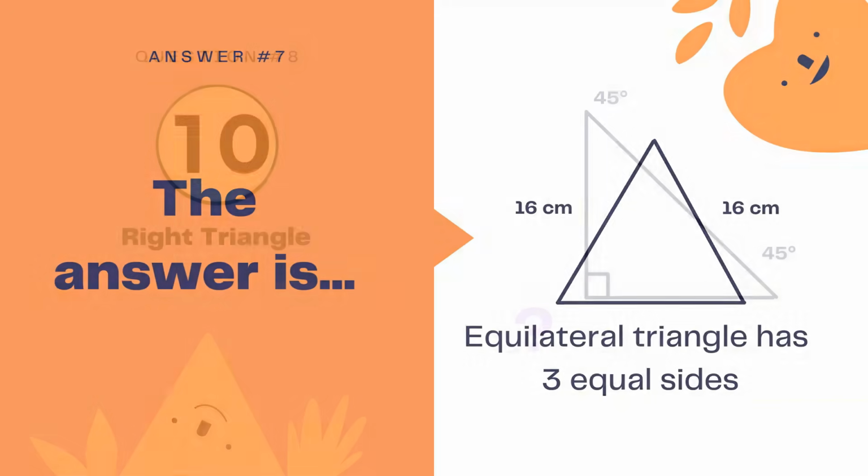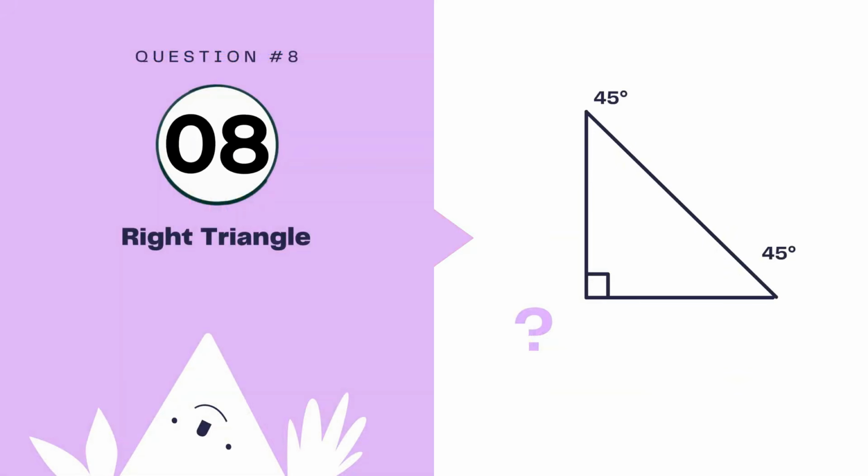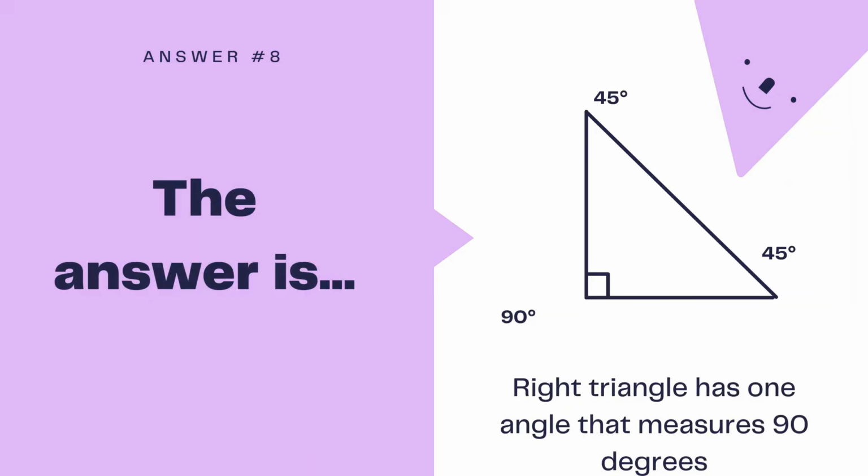That's so true. Equilateral. What is the missing angle? 9, 8, 7, 6, 5, 4, 3, 2, 1. The answer is 90 degrees. The right triangle has one angle that measures 90 degrees.